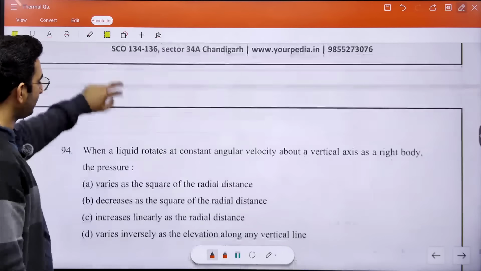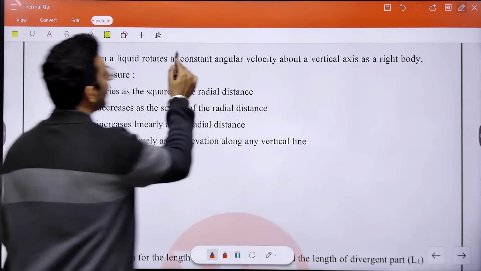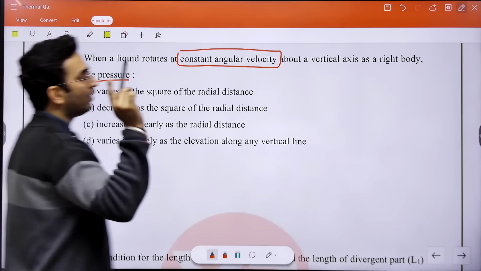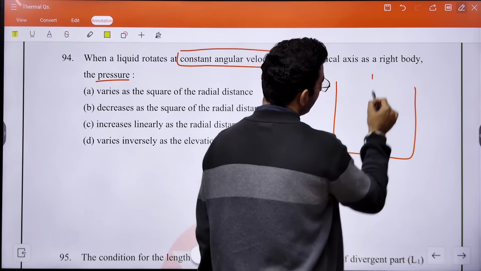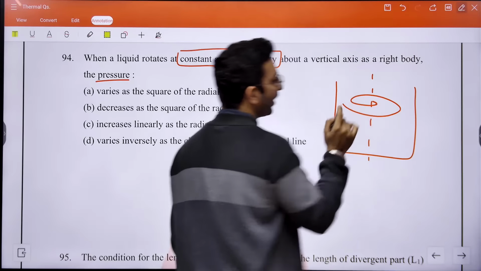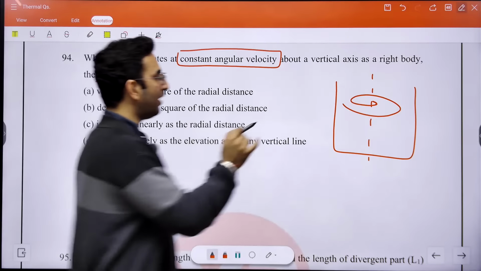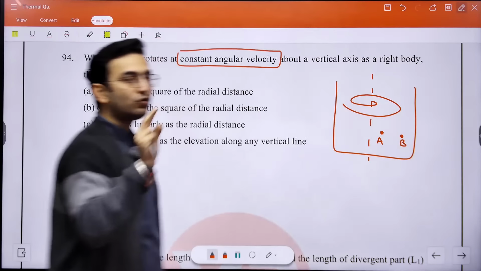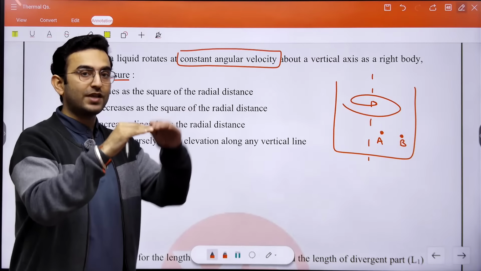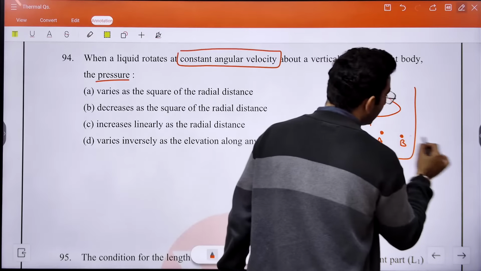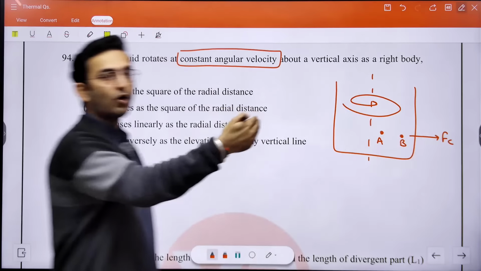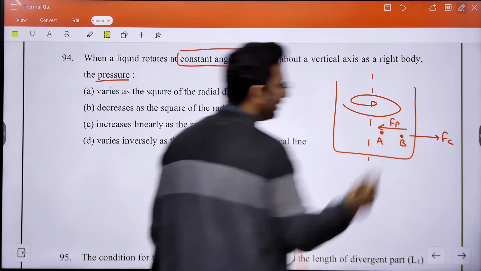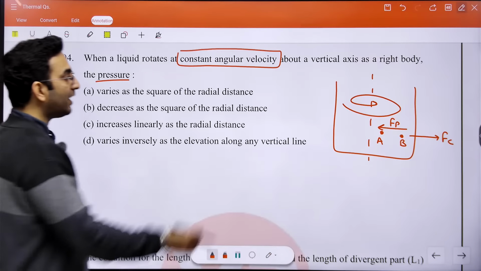Next, when a liquid rotates at a constant angular velocity about a vertical axis as a rigid body, the pressure, okay, remember that part also. If the liquid is rotating, in that case, it is a case of a vortex flow. And if I take two random points, let us say point A and point B, you are going to observe these two points are at different radial locations and at the same height. Okay. Now, as the liquid is rotating, the centrifugal forces are going to act in the radially outward direction. So, in order to counteract the centrifugal forces, the net force has to act in the radial inward direction here, and that is known as the pressure force.